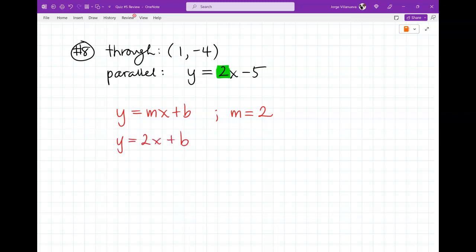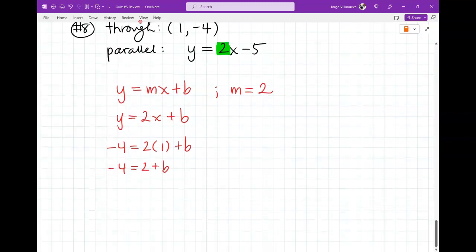Y equals 2x plus b. Now I've got to figure out b. How do I do that? Fill in the 1 and the negative 4, just like we've been doing in the previous problems. All these problems are the same, they just start off differently. So x is 1, y is negative 4. So negative 4 equals 2 times 1 plus b. Let's solve. Negative 4 equals 2 plus b. We'll subtract 2. So negative 6 is equal to b.